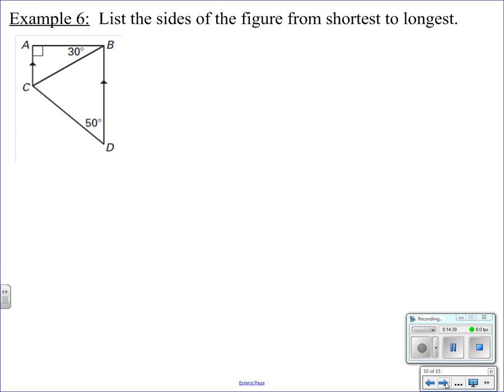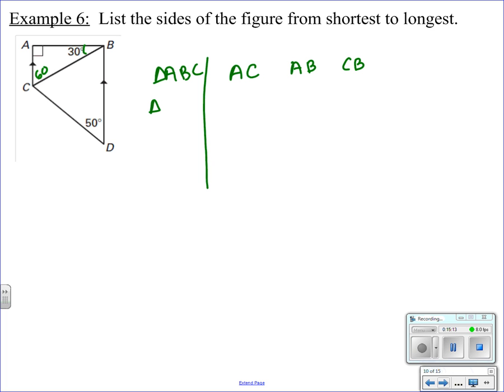Example 6. List the sides in the figure from shortest to longest. So let's look at one triangle at a time. Triangle ABC. Let's rank those sides. So I know the angle B in that triangle is 30. I have a right angle, so the other one has to be 60. My smallest side is AC. The next largest side would be AB. Then the largest side would be CB.